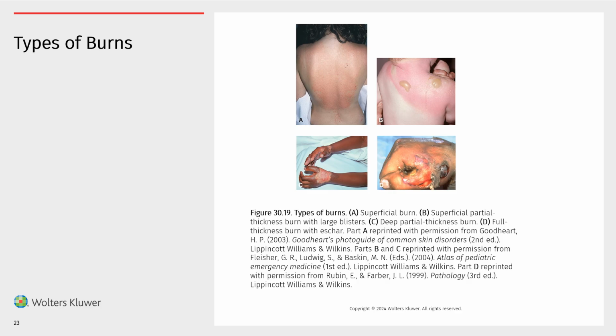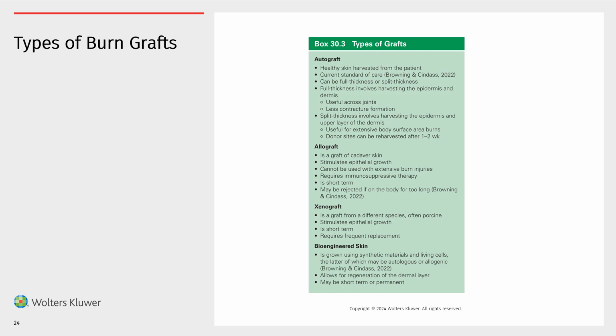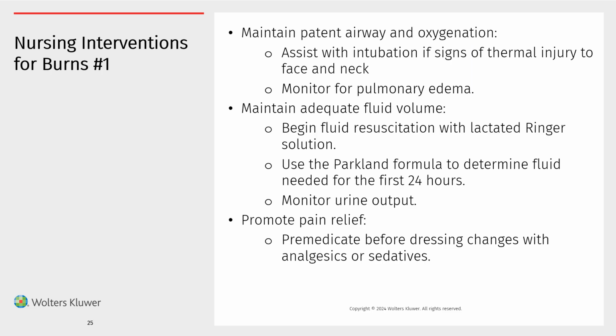This picture is just showing you first, second, third, and fourth degree burn. So first degree burn is the first layer of your skin, the epithelial layer of your skin. A second degree burn can have some blisters. Third degree doesn't hurt because the nerve endings have been burnt off, and fourth degree is deep bone. So here's a slide about types of burn grafts. You can look at that on your own.